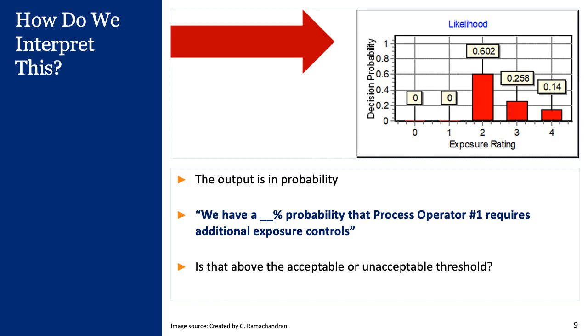Well, it's tempting to say, okay, it's a category 2 exposure and stop there. But really, we need to remember also that the amount of probability in category 4 exceeds the 5% that we have set as our limit of acceptability in category 4. And so the way to interpret this is to say that we have a 14% probability that process operator number 1 requires additional exposure controls. And clearly, this is above our acceptable threshold, meaning it's unacceptable.